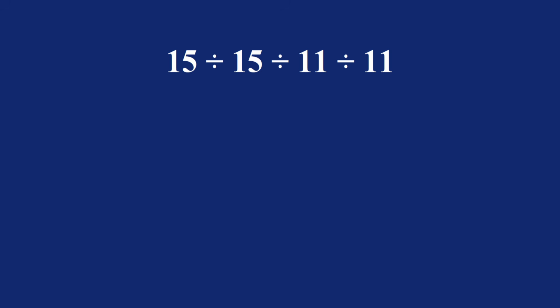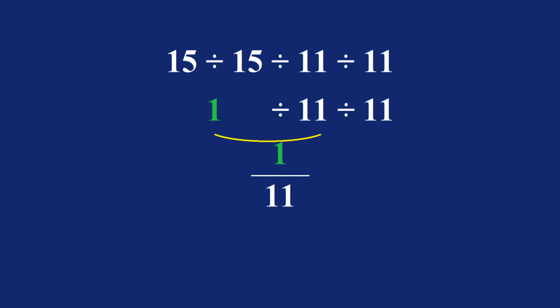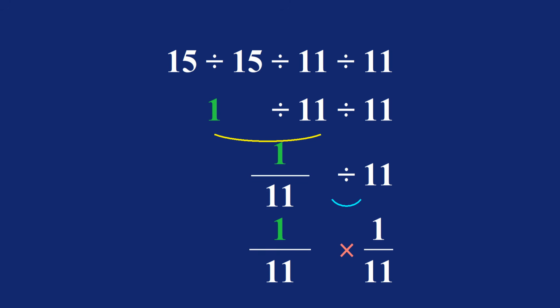So we have first this division. 15 divided by 15 equals 1. So we have 1 divided by 11 divided by 11, and we can write this part as 1 over 11 divided by 11. So we must keep the first fraction 1 over 11 and change division to multiplication times. Then flip the second fraction 1 over 11, which equals 1 over 121. And this is our final answer for this problem.